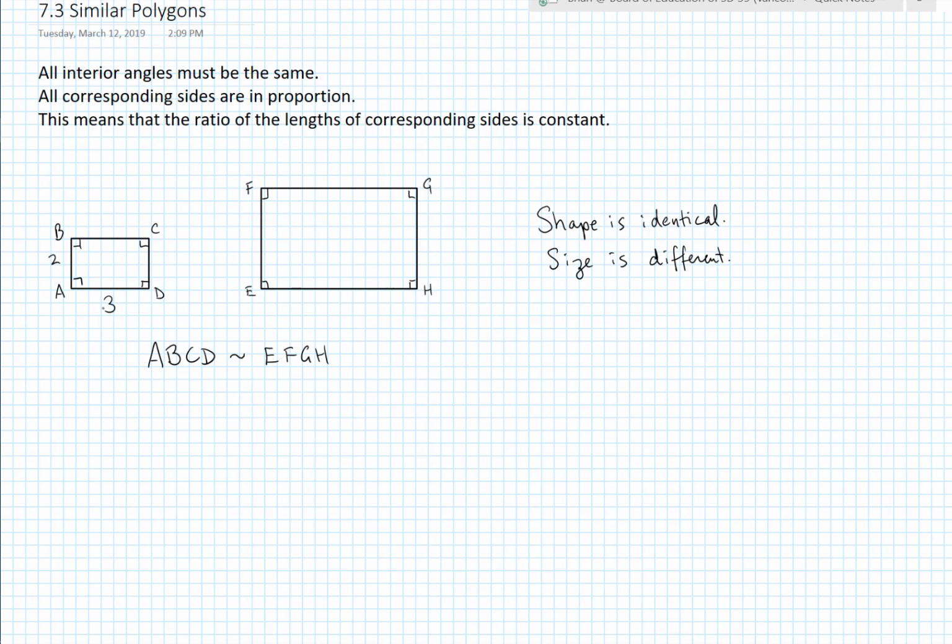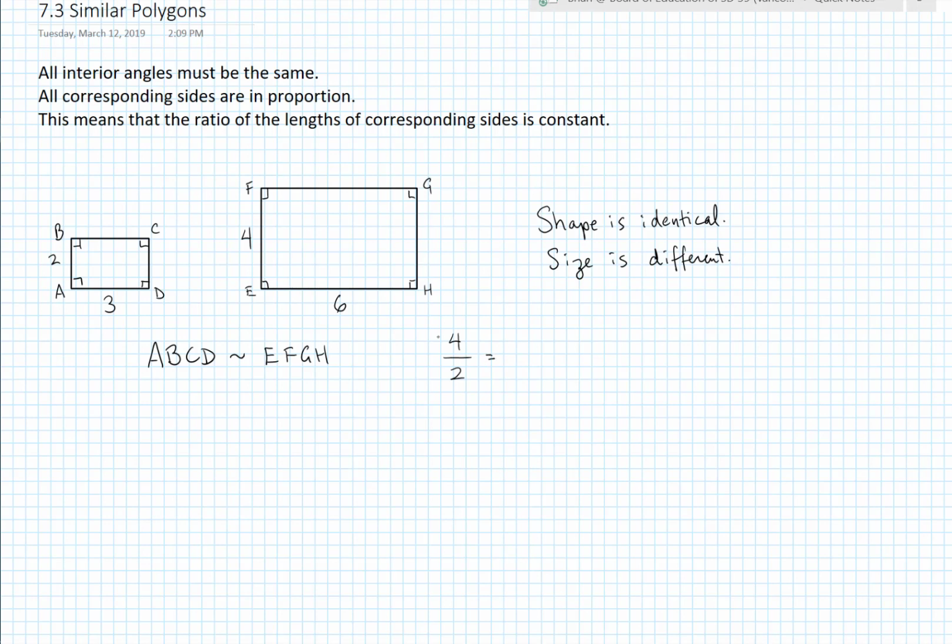Let's say the rectangle on the left has a short side of 2 and a long side of 3, and the rectangle on the right has a short side of 4 and a long side of 6. To demonstrate that the corresponding sides are in proportion, we can say the ratio of the short side of the rectangle on the right to the short side of the rectangle on the left is 4 to 2. So it's 2, in other words.